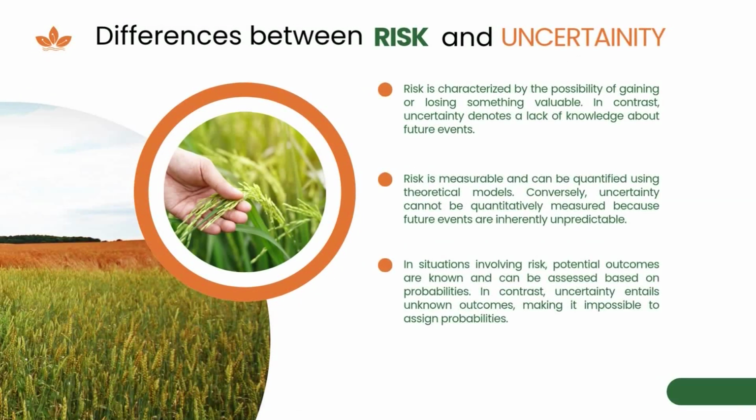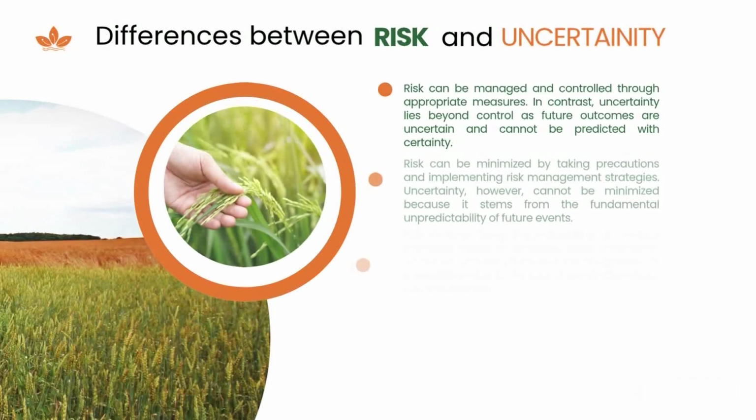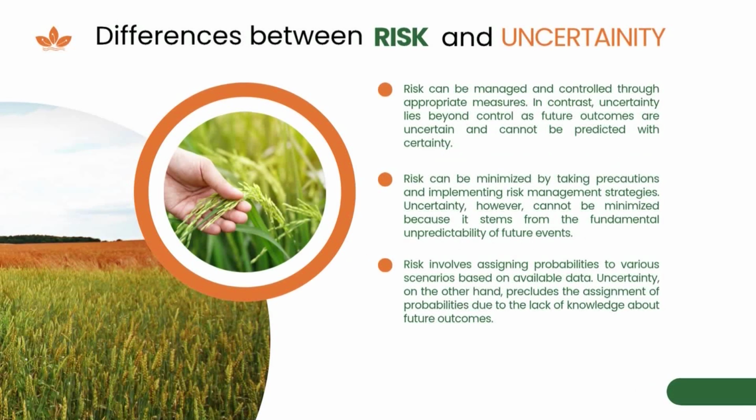Number three, in situations involving risks, potential outcomes are known and can be assessed based on probability. In contrast, uncertainty entails unknown outcomes, making it impossible to assign probabilities. Number four, risks can be managed and controlled through appropriate measures. In contrast, uncertainty lies beyond control as future outcomes cannot be predicted with certainty. Number five, risks can be minimized by taking precautions and implementing risk management strategies. Uncertainty, however, cannot be minimized because it stems from the fundamental unpredictability of future events.